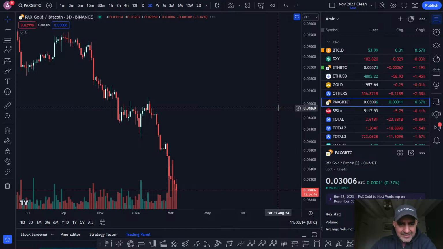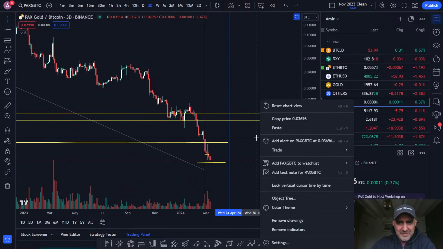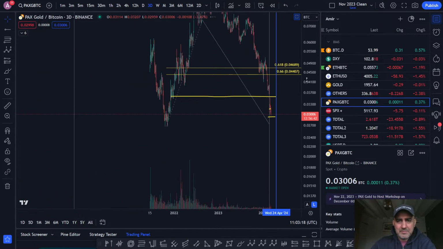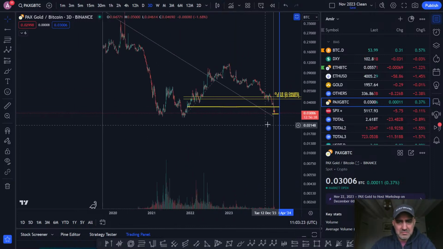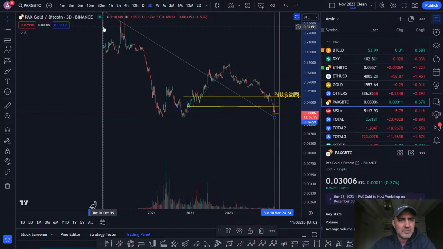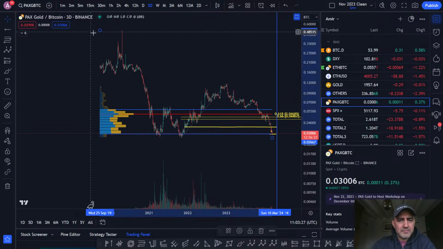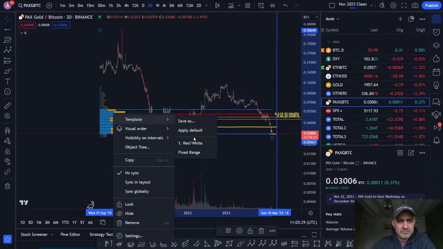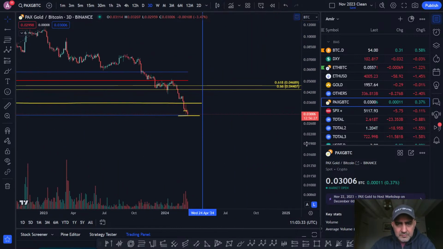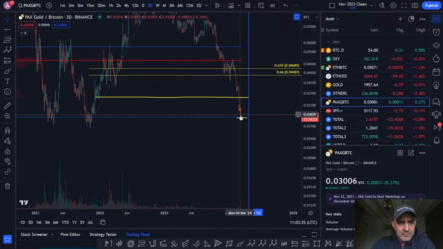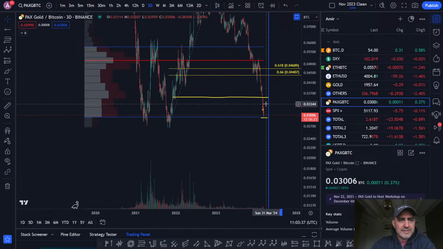Pax Gold BTC, let's have a look. That's just looking weak. Let me just update this range pool. Okay, so this is interesting.